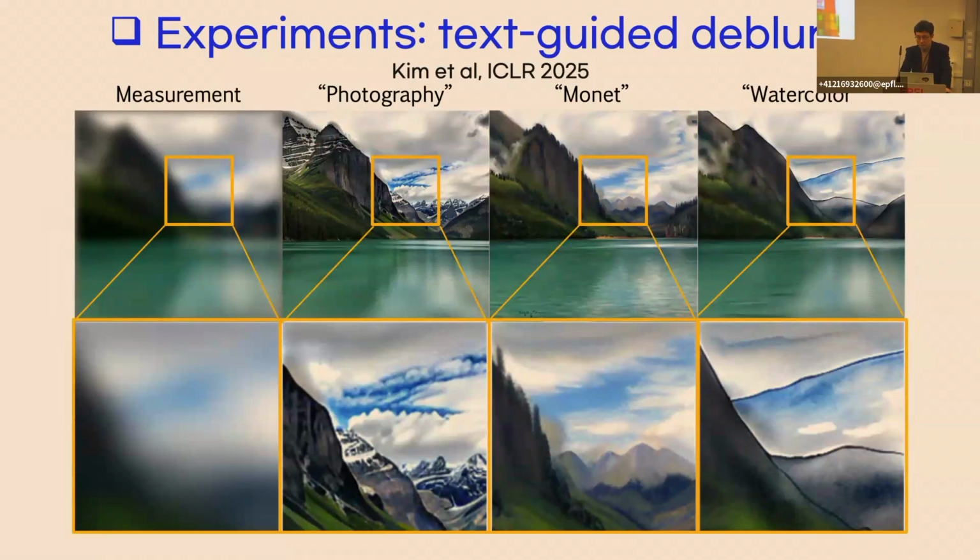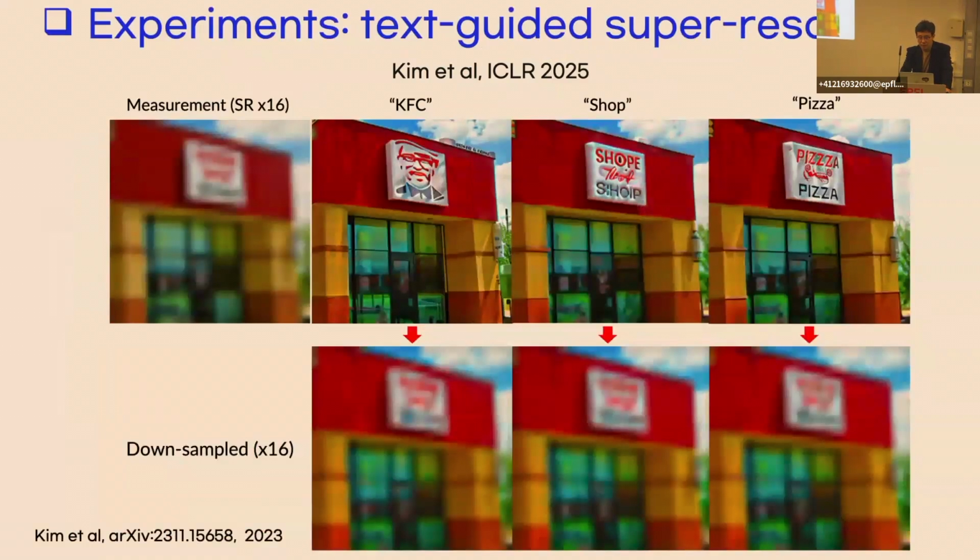This is more fun. For example, here, this is a super resolution problem with 60 times super resolution. Now you are guiding with KFC. Yeah, this is uncertain, right? Maybe you may see this is in front of a KFC restaurant. Then you reconstruct like this, or shop or pizza, it reconstructs like this. But if you do the downsampling, the measurement is exactly the same. You can resolve this kind of thing using additional information.